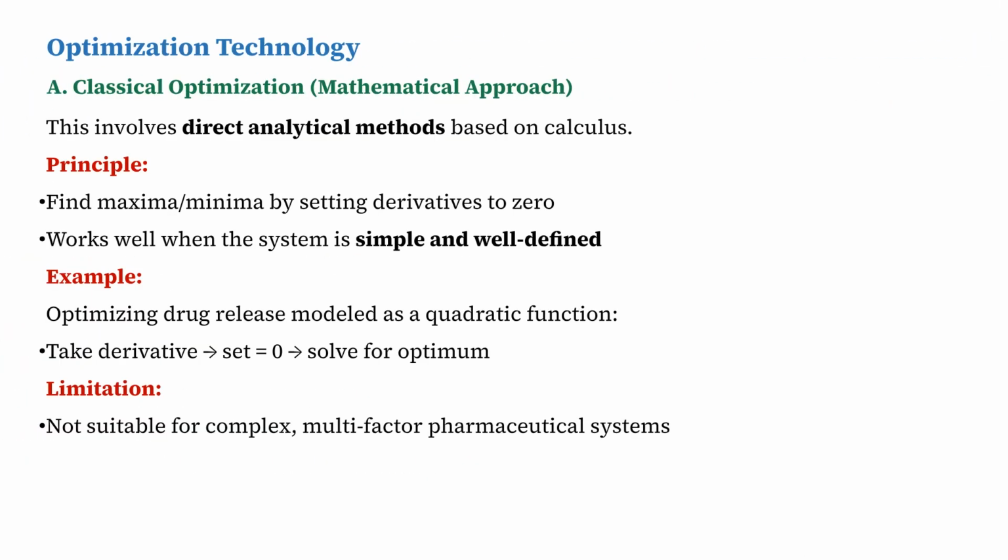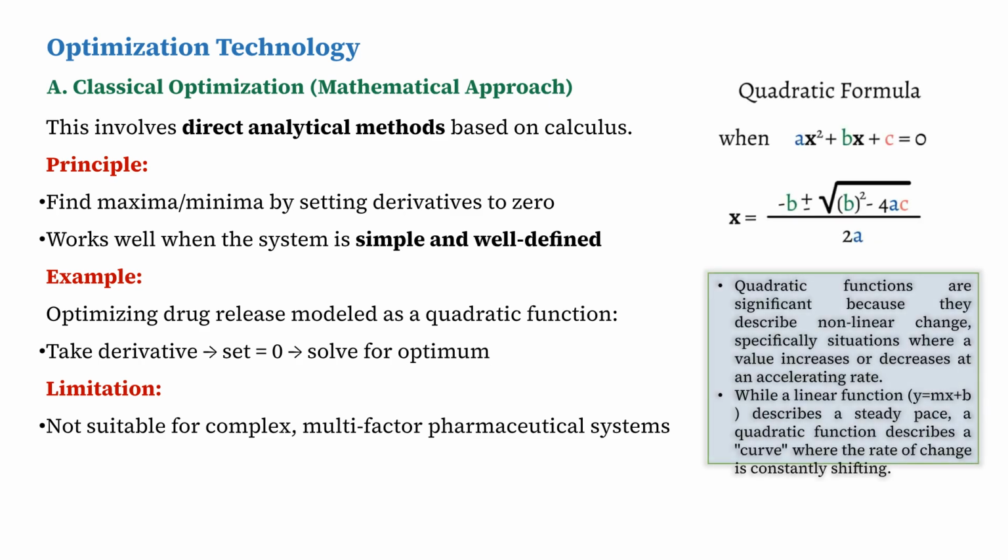Classical optimization involves direct analytical methods based on calculus to find maxima or minima. It works well for simple, well-defined systems, such as optimizing drug release modeled as a quadratic function. However, it is not suitable for complex, multi-factor pharmaceutical systems.